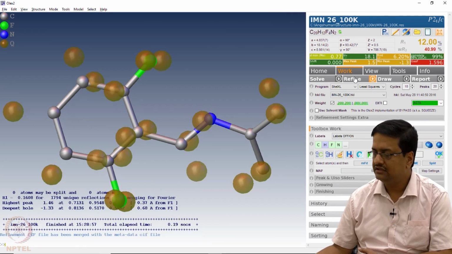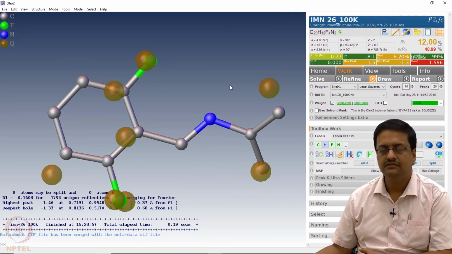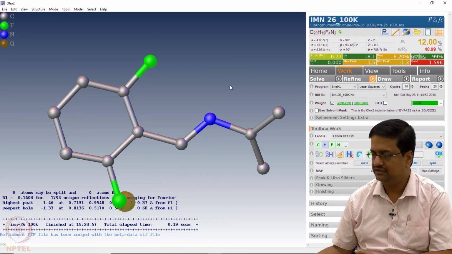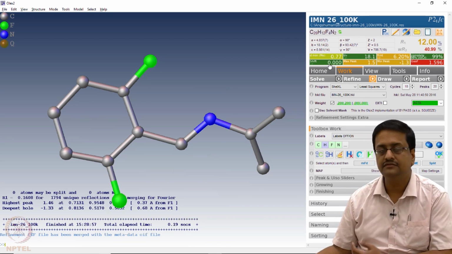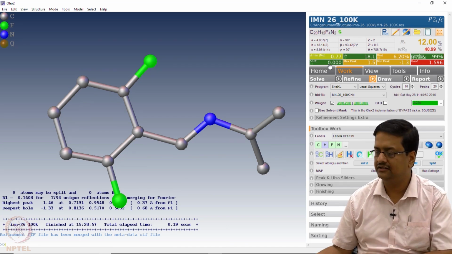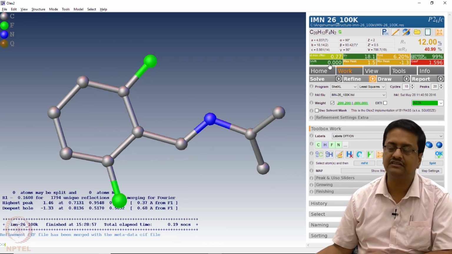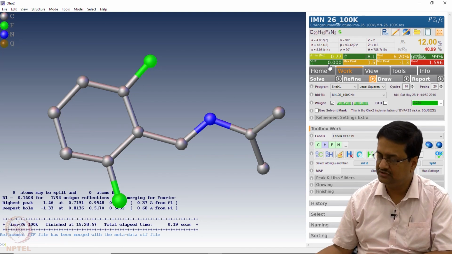So, now when we refine, things are much better. You see that the R factor has come down to 12%, goodness of fit is 1.5, and the shift, which is the shift per standard deviation during the refinement cycle, is also close to 0.